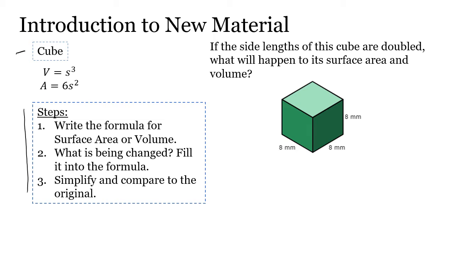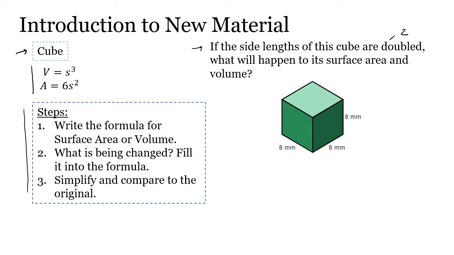The first shape we're going to talk about is a cube. Here are two new formulas for you. Volume equals s cubed and surface area equals 6 times s squared. These formulas are just derived from the previous formulas, but because it's a cube, this is what they end up being. So let's look at this question. If the side lengths of this cube are doubled, so that's going to be 2 times bigger, what will happen to the surface area and volume?